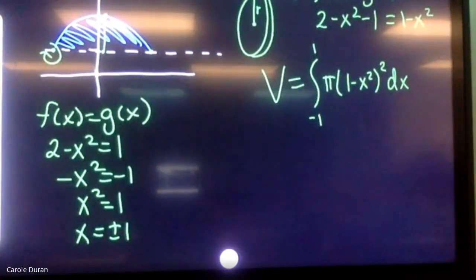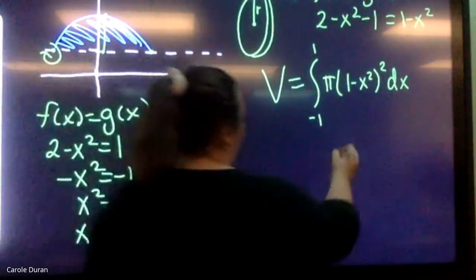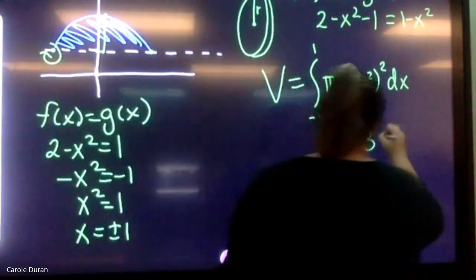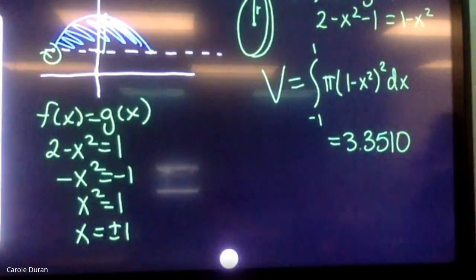What did we get? I got 16 pi over 15, but that is equal to 3.3510. Again, if it gave us units, we would have to put units. Volume is units what? Cubed. Area is units squared.